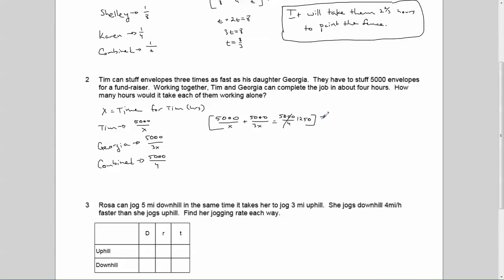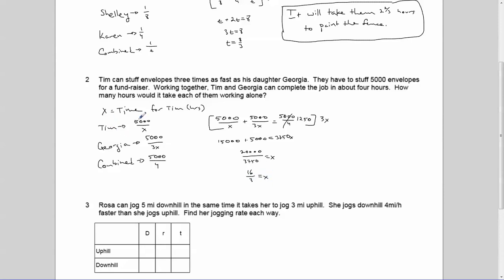3x is our common denominator. So we have 15,000 plus 5,000 is equal to 3,750x. We end up, as you simplify this, getting 20,000 divided by 3750 is equal to x. And that will reduce to 16 over 3.